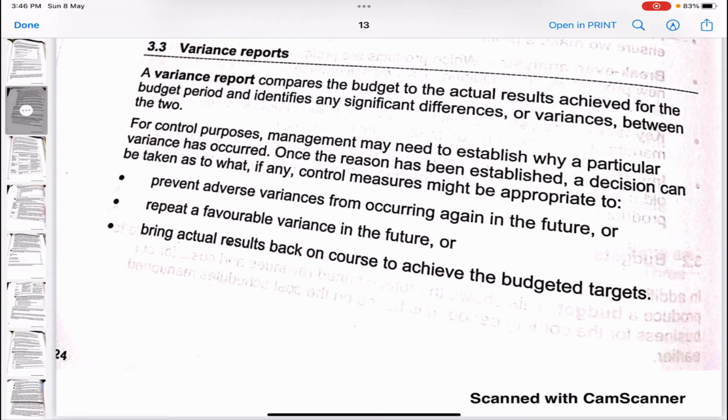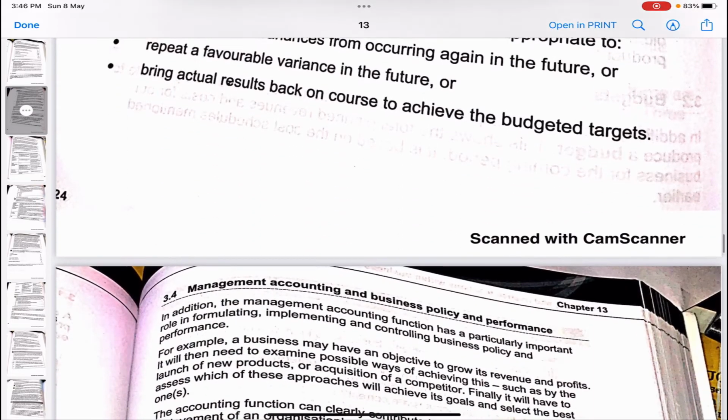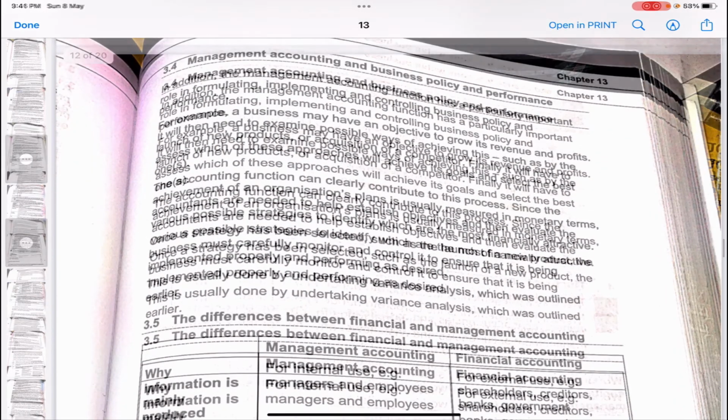So, for control purposes, management may need to establish why a particular variance has occurred. Once the reason has been established, a decision can be taken as to what, if any, control measures might be appropriate. So, to prevent adverse variances from occurring again in the future, to repeat a favorable variance, or bring the actual results back on course to achieve the budgeted targets.